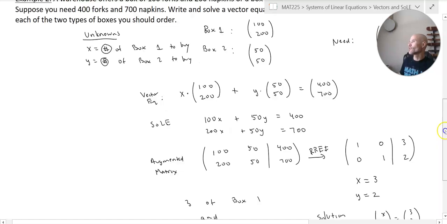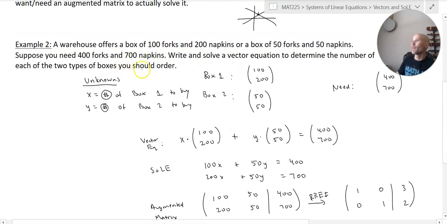We can verify that this all checks out, right? If I buy 3 of box 1, I'm going to get 300 forks. If I buy 2 of box 2, I'm going to get 100 forks. And 300 plus 100 is indeed 400. Also, if I buy 3 of box 1, I'll get 600 napkins. And 2 of box 2 will give me another 100 napkins. That's 700 napkins, and we've satisfied the conditions.